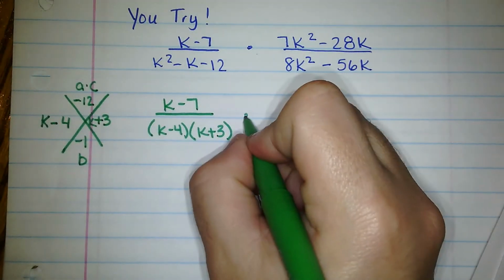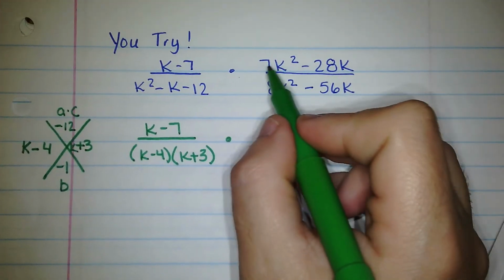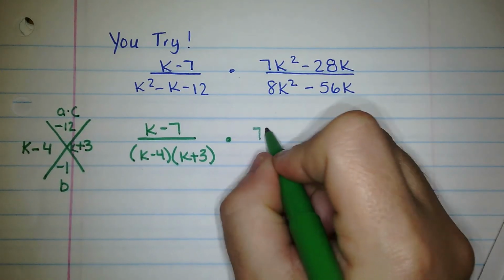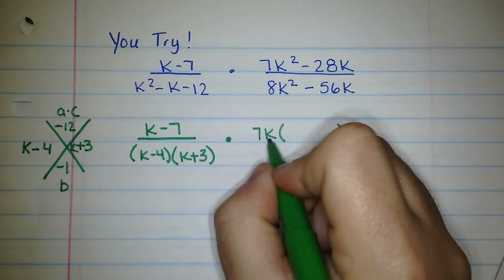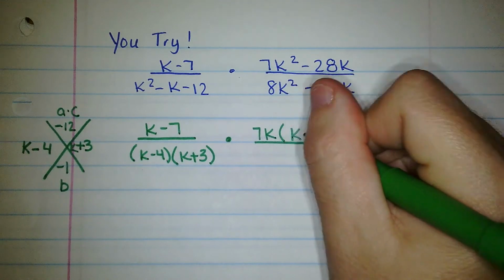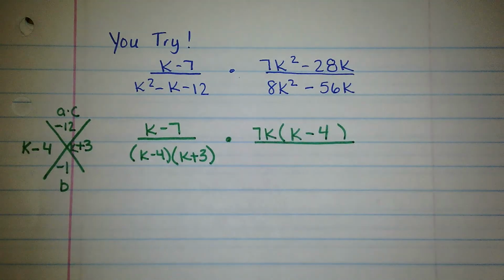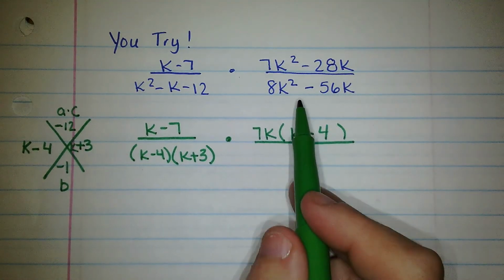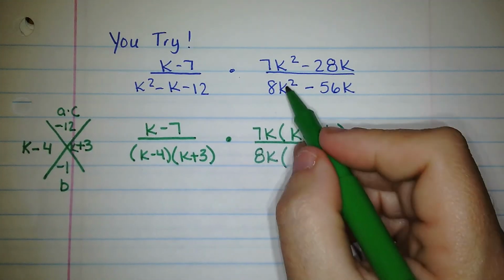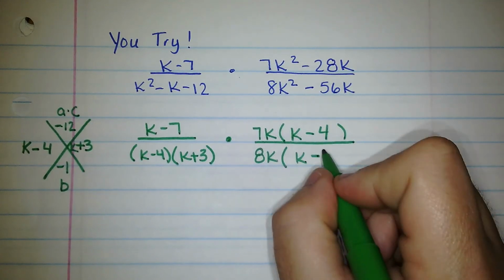Now we're going to move this way. This top is two terms, but it has a GCF. Notice that we can divide out a 7 and a k. So we're going to put 7k here, one parenthesis. When I take 7k out, that leaves me with a k minus, and 28 divided by 7 is 4. The k already comes out, so that's what that factor looks like. On the bottom, there's a GCF of 8k. So you're going to divide that by 8k. You're going to get k minus, and 56 divided by 8 is 7.